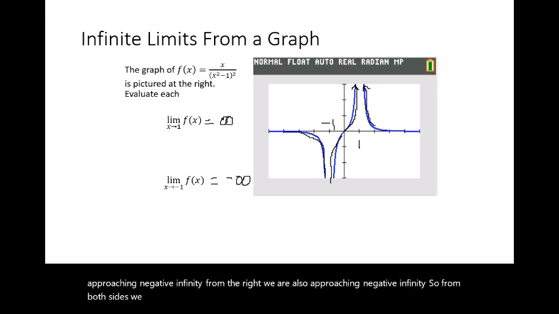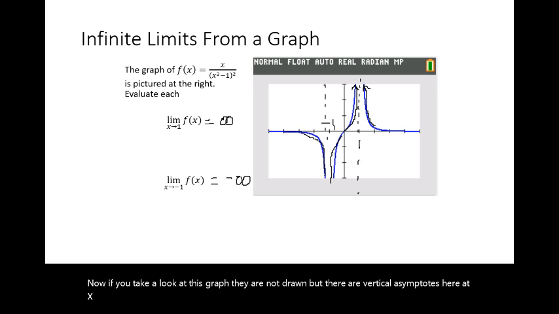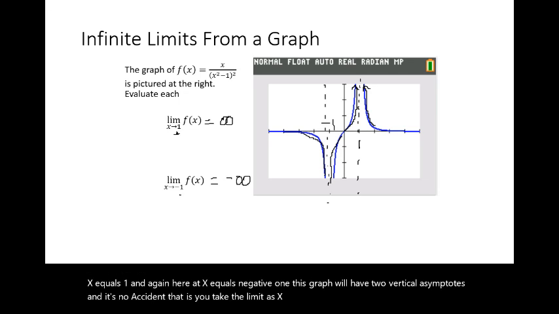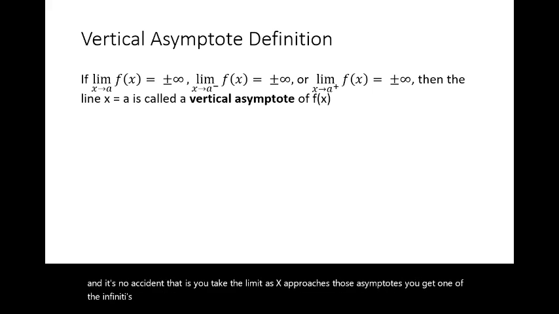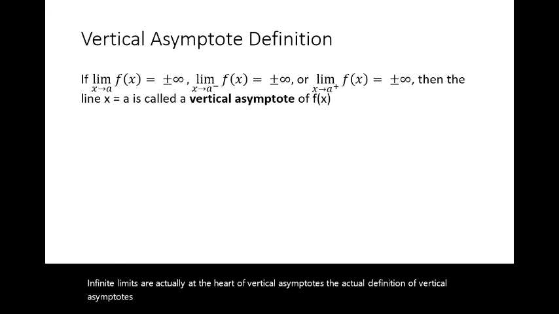Now, if you take a look at this graph, they are not drawn, but there are vertical asymptotes here at x equals 1, and again here at x equals negative 1. This graph will have two vertical asymptotes, and it's no accident that as you take the limit as x approaches those asymptotes, you get one of the infinities. Infinite limits are actually at the heart of vertical asymptotes, and the actual definition of a vertical asymptote involves an infinite limit. So definitely write this down because you are going to be using this a lot both on your homework and on the first exam.